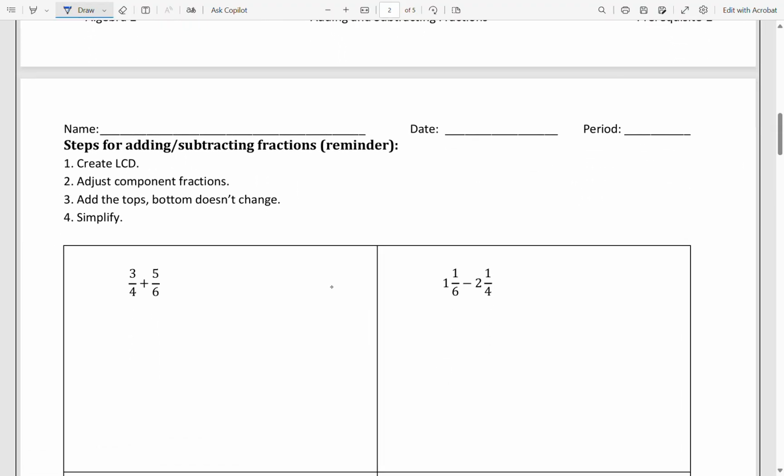Now, the first thing I do is create a common denominator. The common denominator is the LCM, the least common multiple of all the denominators. Now, on small numbers like this, like you would see in elementary school, the way to do that is to think about the multiples of 6: 6, 12, 18, 24, etc.